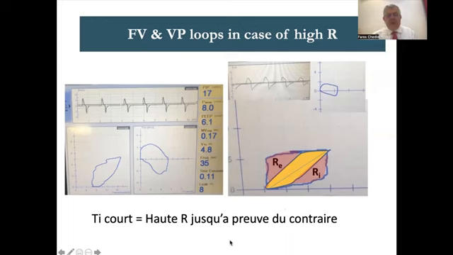So the message to you here, short inspiratory time, TI court in French means short. Sorry, I forgot to change it to English. So short inspiratory time means high resistance until proven otherwise. So don't increase the inspiratory time, suction the patient, unless you really see a graph like this one, a PV graph like this one, where there is no high resistance.